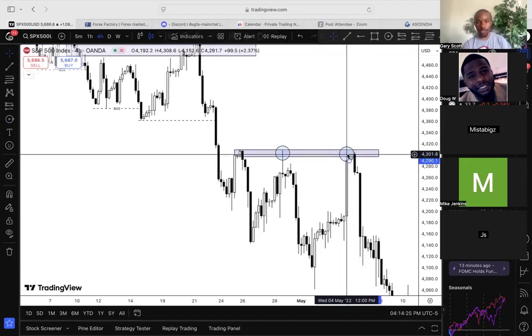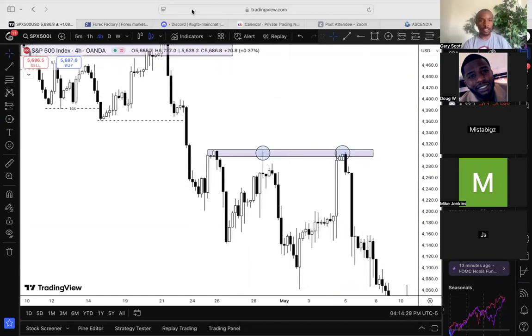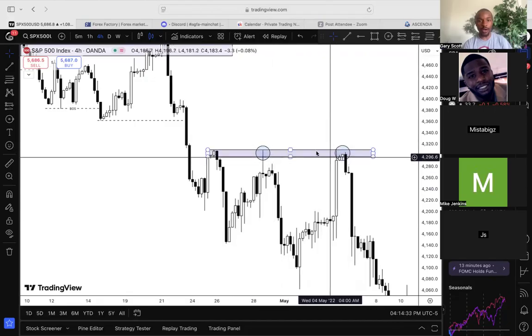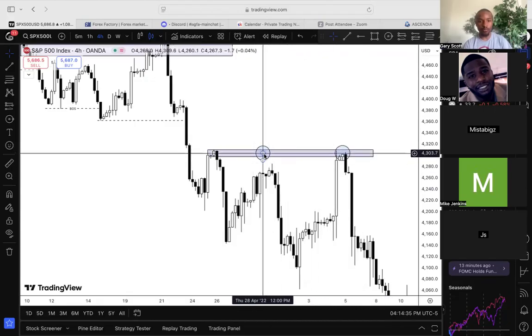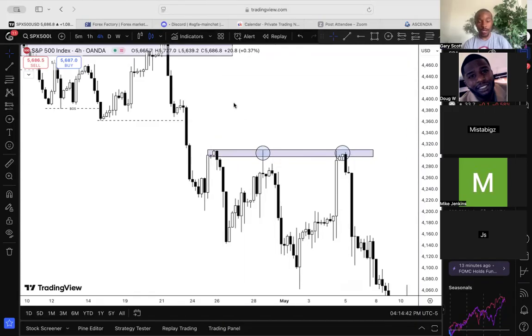Can anybody tell me what this one is called right here? Anybody that's still on the call, can anybody tell me the pattern that price created here? It can be considered a triple top, you're right. But it also can definitely be considered a double top, depending on how you're looking at it. But for these purposes, we're going to say that this is a double top.